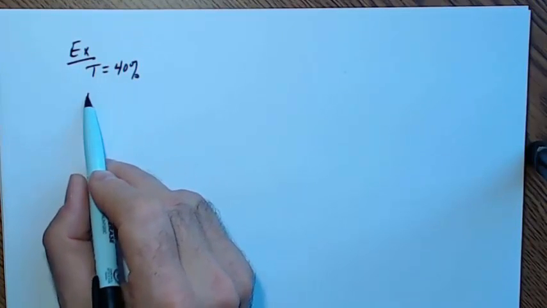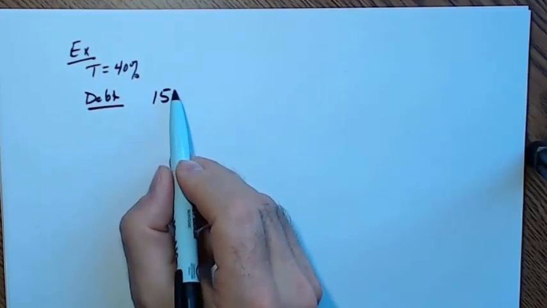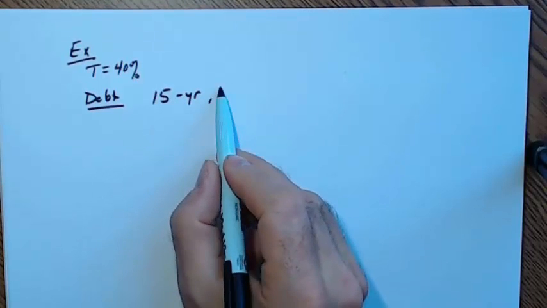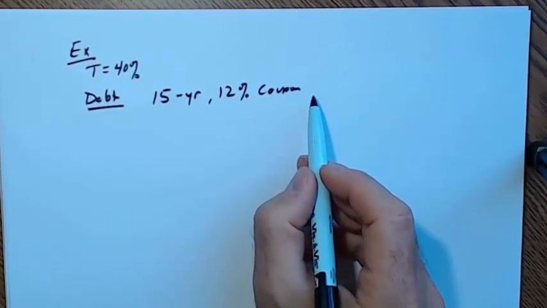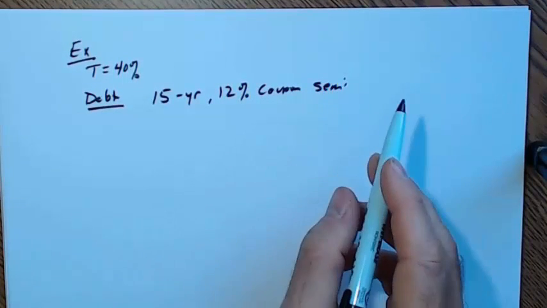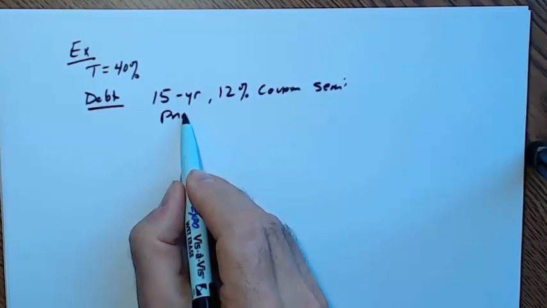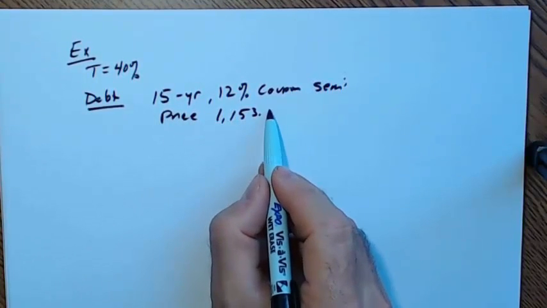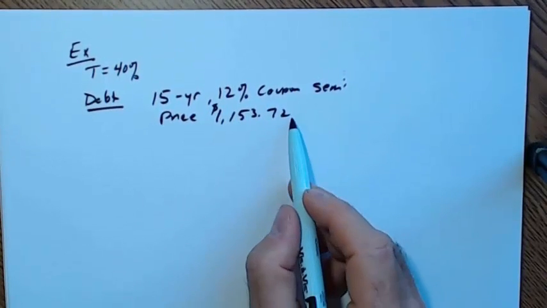Then we're going to look at debt here. And we're going to consider the company's going to be looking at 15-year debt, 12% coupon. That's semi-annual. It's a semi-annual bond. So we'll say semi. Right? Non-callable. And the price of those bonds is $1,153.72.